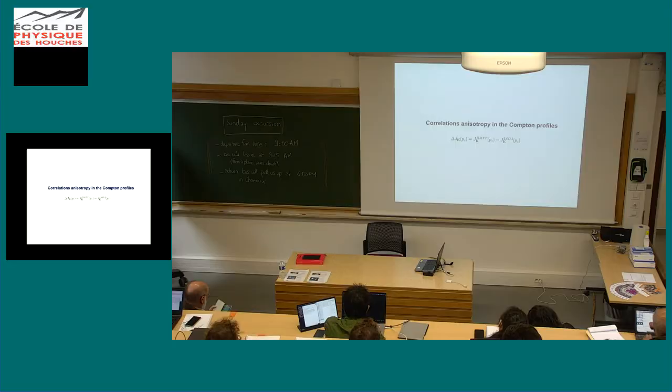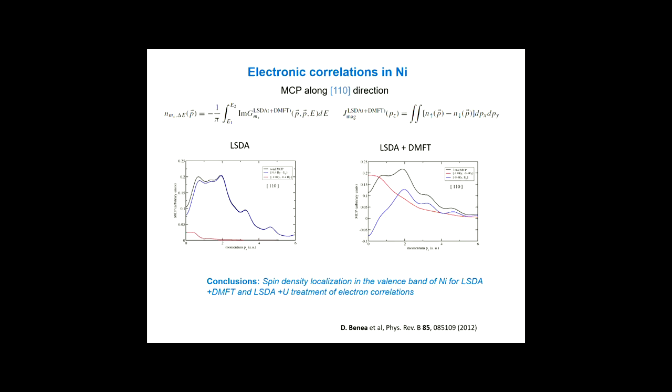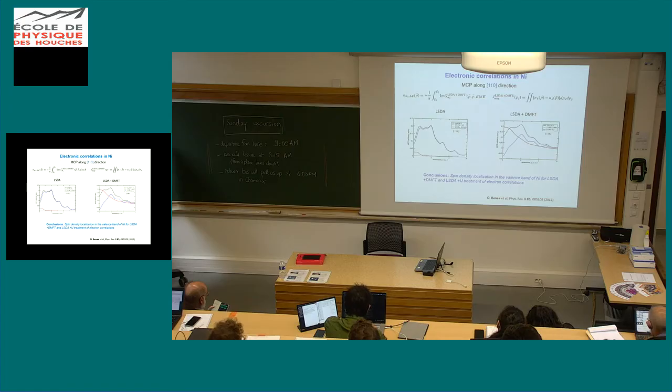As we obtain similar behavior along other scattering directions, so here is the MCP along 1, 1, 0, we concluded that by these magnetic Compton profiles, we could say that we have a spin density localization in the valence band of nickel by treating with LSDA plus DMFT and LSDA plus U treatment of the electron correlations.